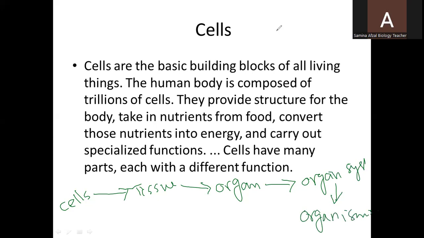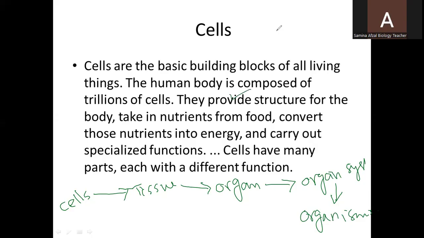So it means there are different types of cells which have to perform different functions, because when they join together, they make up a tissue, and the tissues make up an organ, so they have to perform different functions. They are specific for their functions. So you can say they provide structure for the body.